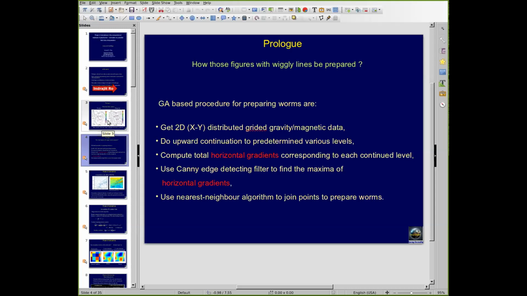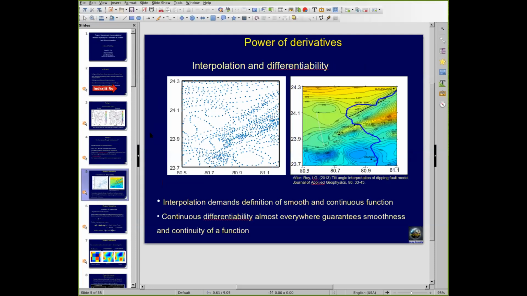But the most important part is the generation of an evenly spaced grid of magnetic data. So generation of a map requires, from the scattered data, a smooth 2D function to be defined over it. And that means it's an interpolation.